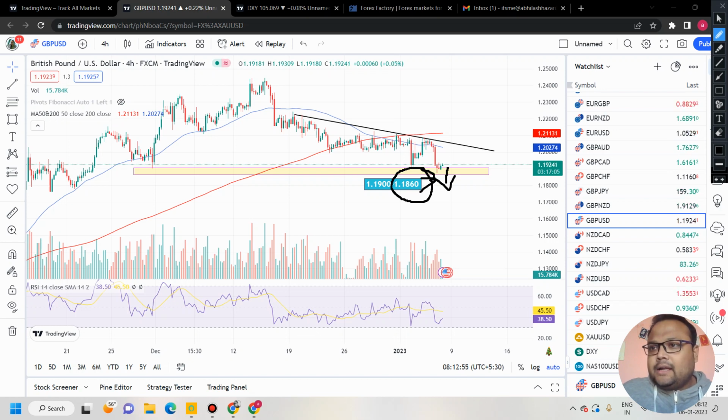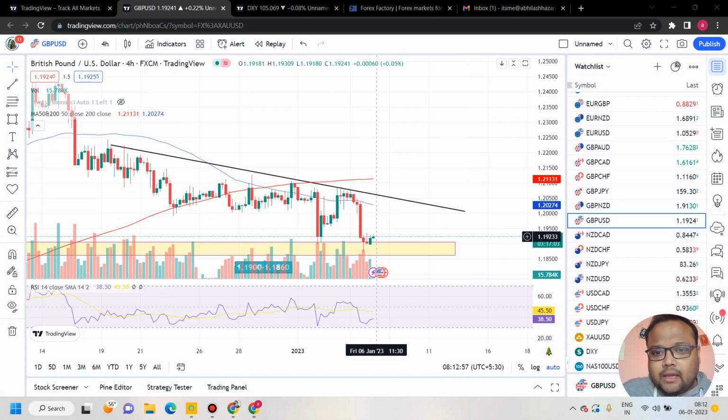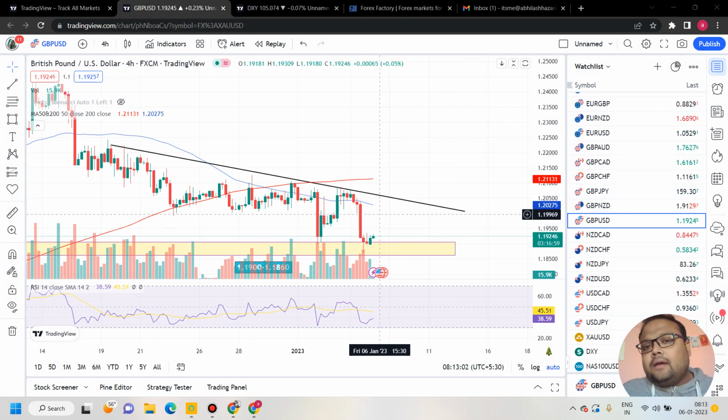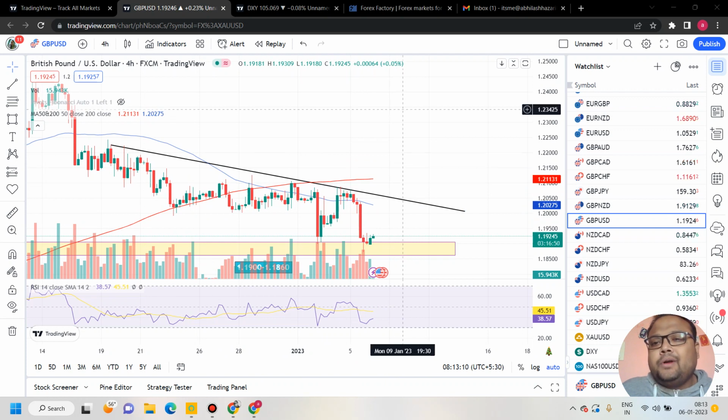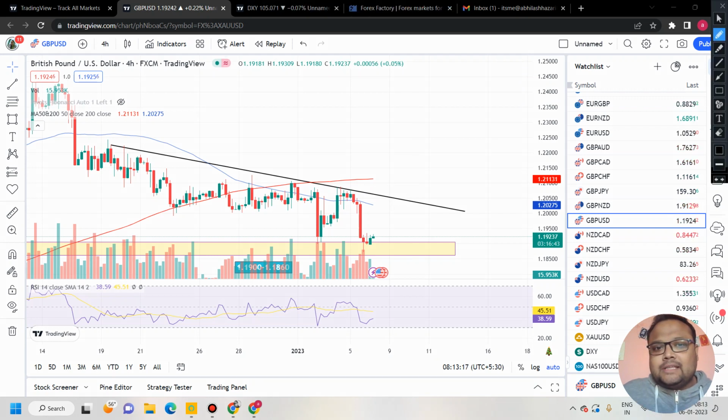And on the other hand, if the recovery continues in the market, try to avoid entering in the middle of the chart and just wait for the market to hit the trend line at the top. It will be around 1.2000, 1.2020, 1.2030, around this level here.